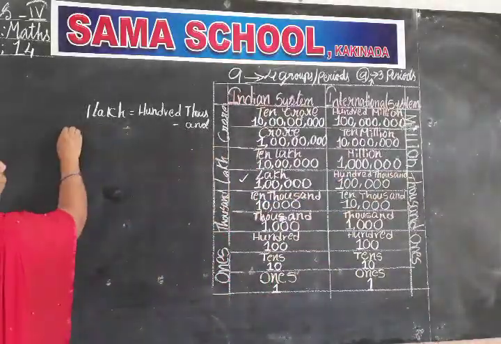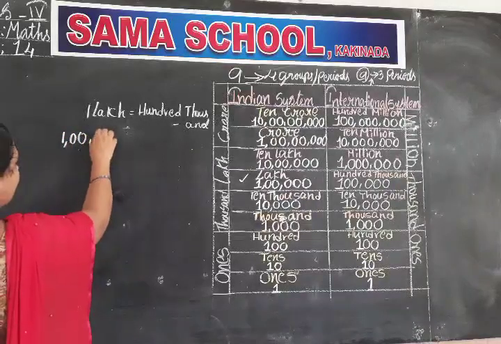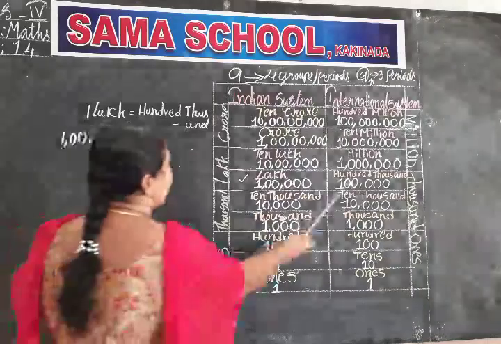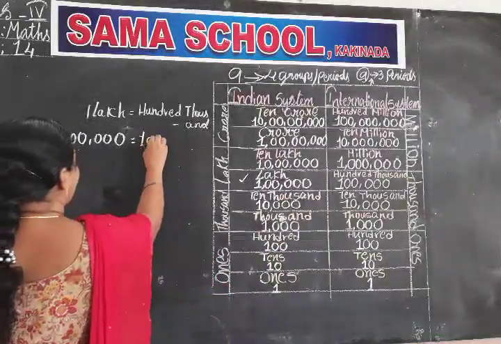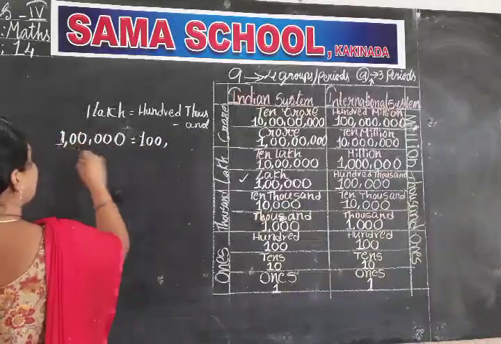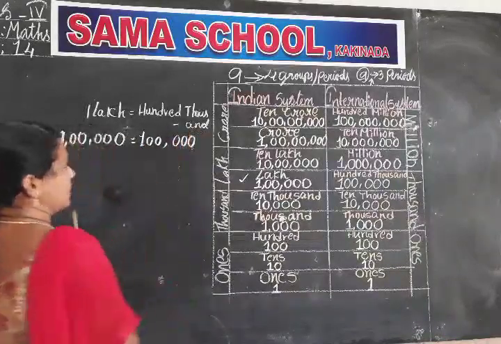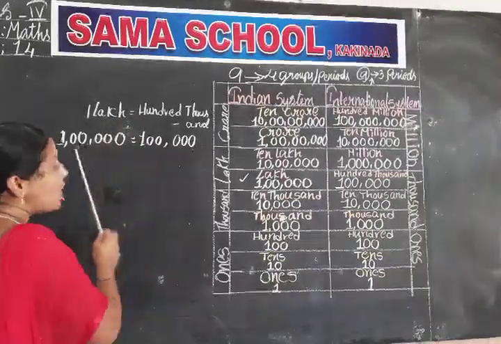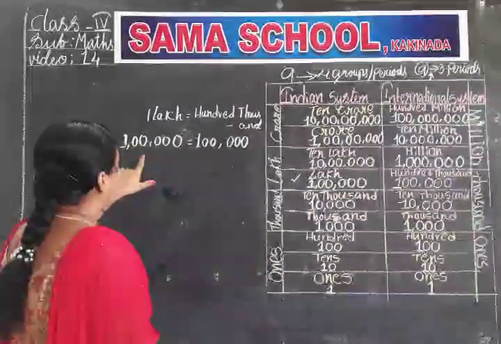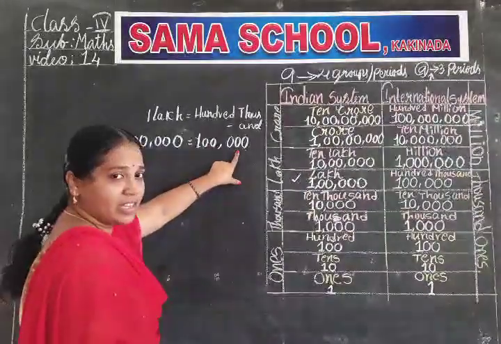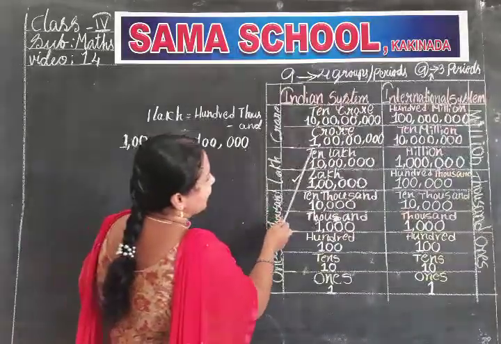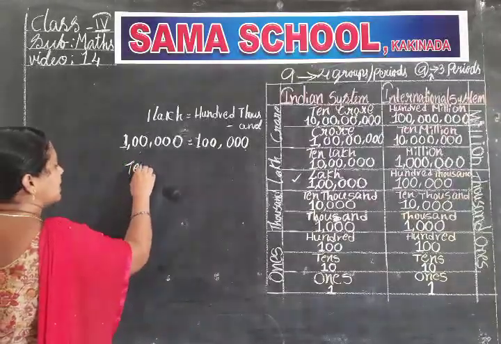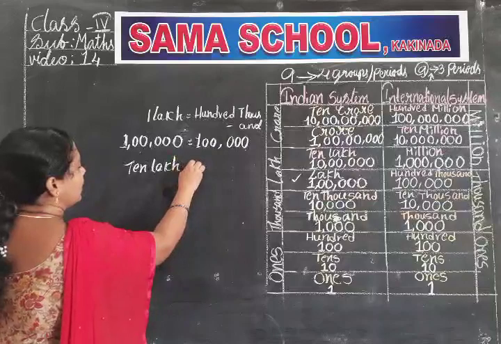Let us write the value of 1 lakh. In 1 lakh, how many zeros? Here, 1 followed by 5 zeros. 100,000. In the international system we write 100, comma, 000. 000 means how many zeros? 3 zeros. Here the names are different, but the values are the same. 1 lakh equals 100,000.